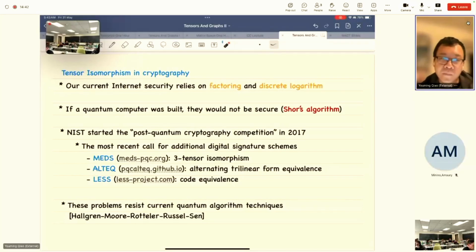Youming, yeah. Is there a reason that isomorphism in general is a good choice for signatures? Forget about what the tensors are. If anybody had an isomorphism problem with X, is that generally how you make a nice signature?